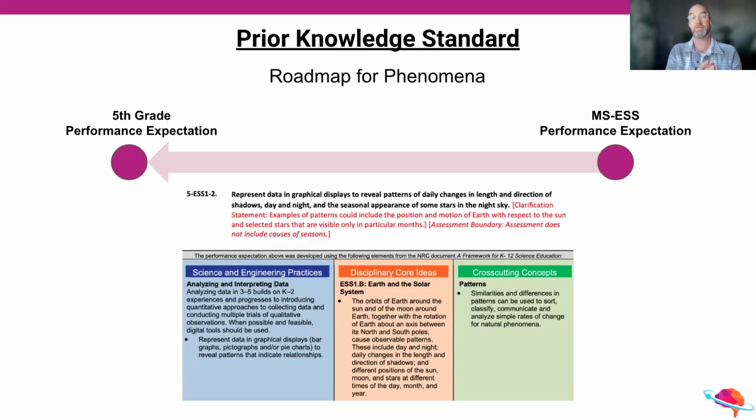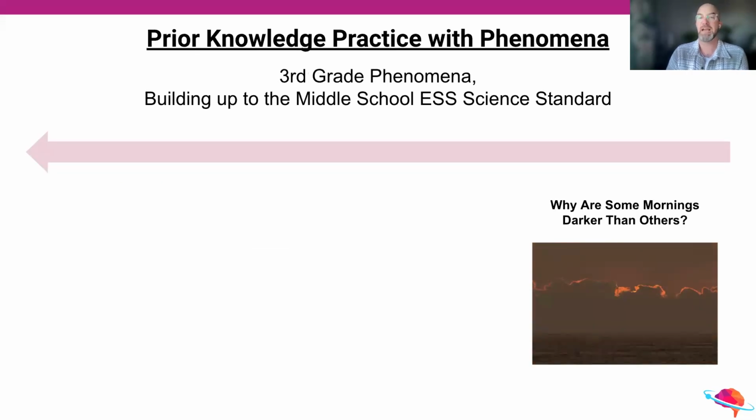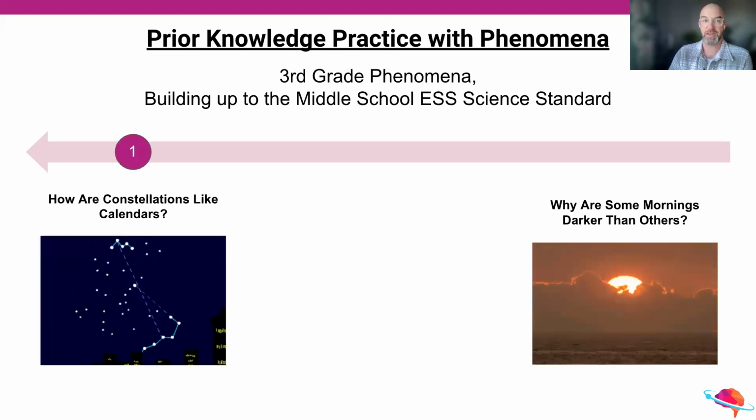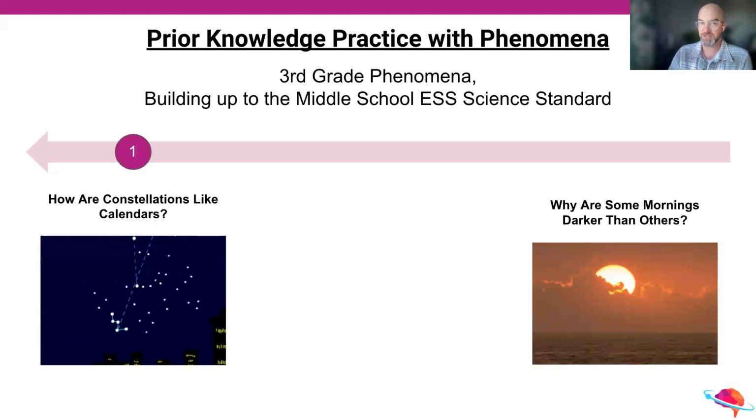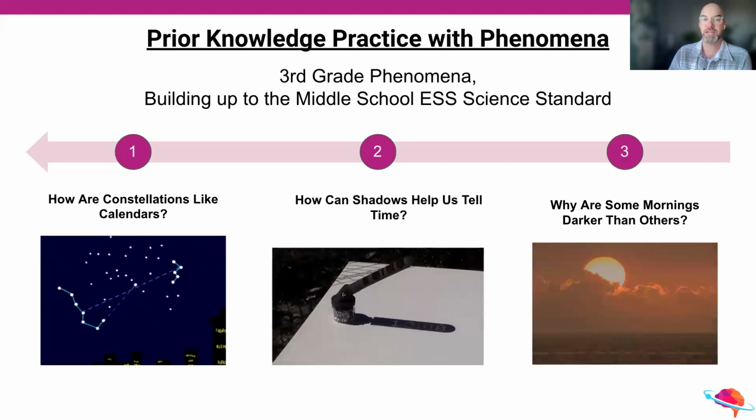So in this way, we can go back from that scale, proportion, and quantity, and that analyze and interpret data to a different way where students are analyzing data, where they're looking at Earth and the solar system, but from an elementary level and patterns. And in this way, maybe we can ask some questions that are lower rigor than the questions that are at a very, very high level of rigor from what we were looking at before. And so we can walk back from maybe asking questions about why are some mornings darker than others? Or we can ask questions about how are constellations like calendars? Or we can ask questions about how can shadows help us tell time?